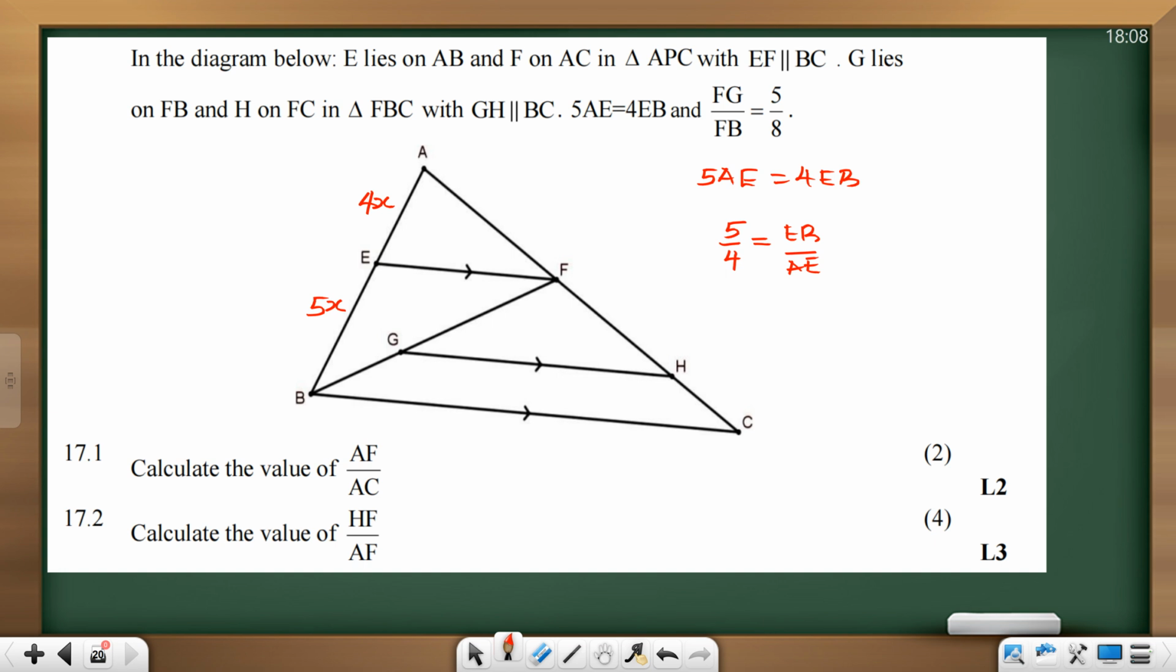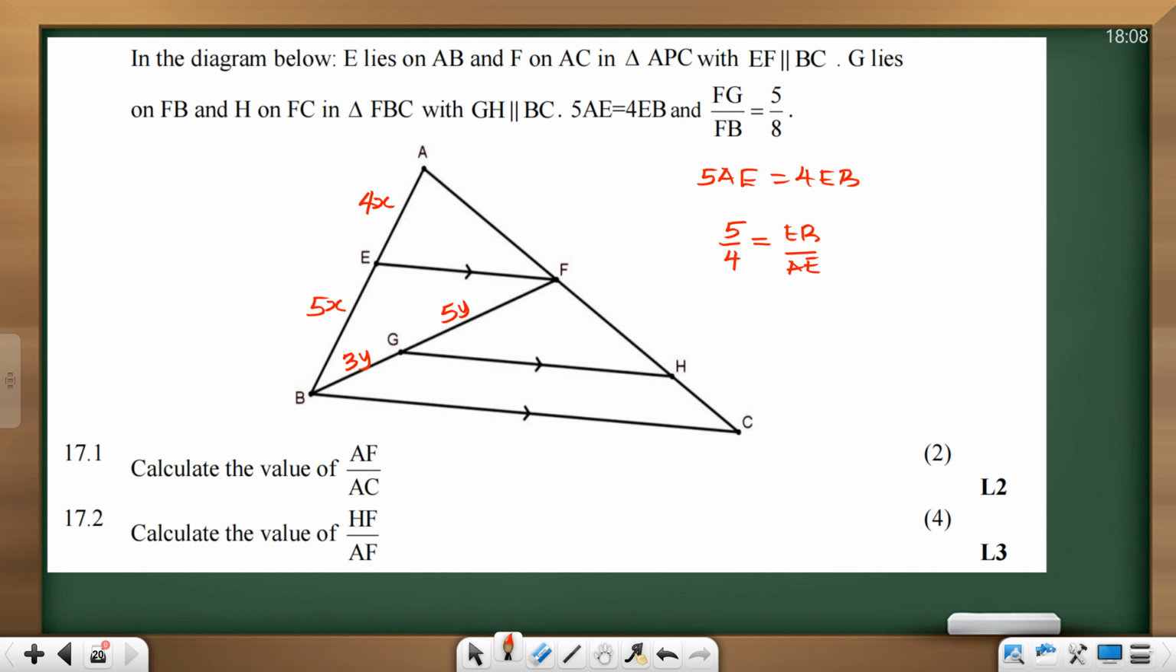Write variables. What's next? FG over FB. FG is 5y. Right? Now they said FB, the long one, is 8. Can I just come here and write 3y? Please let me know if we are all okay with that. Quickly, let's take it step by step, everybody. We're all okay with my 3? I just subtracted. I need to see as many responses as possible. Either you're okay or not. Silence is not good.